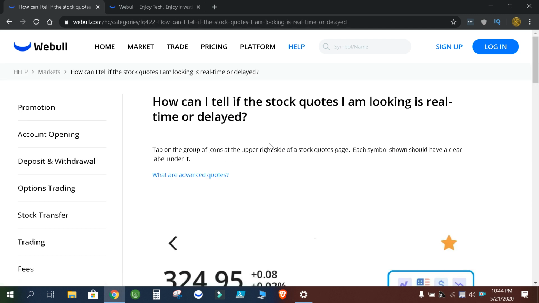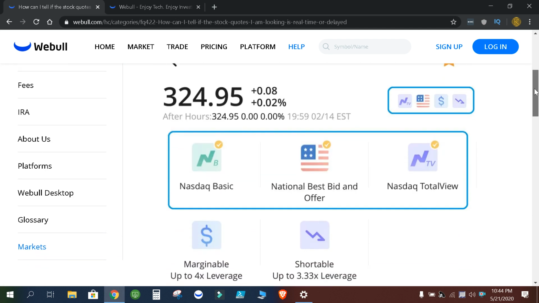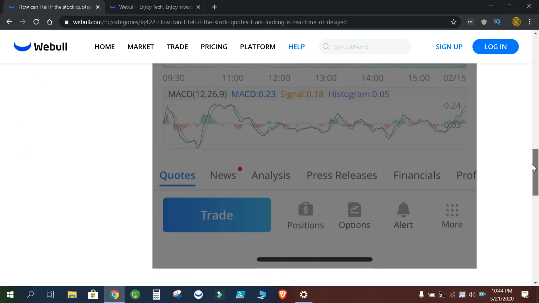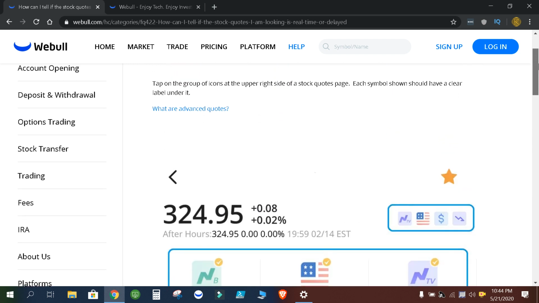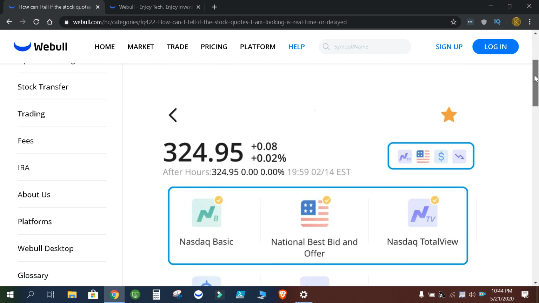And then I guess people that want to know about the real time and delayed, right? So this is what it looks like on your phone and also on the web app. This is if you have the real time data, right? And if it's delayed, you will know because you will not see that. So that is how you will know whether or not you're getting delayed data.